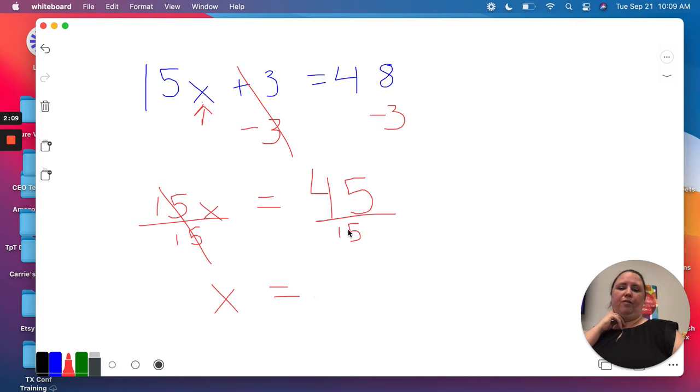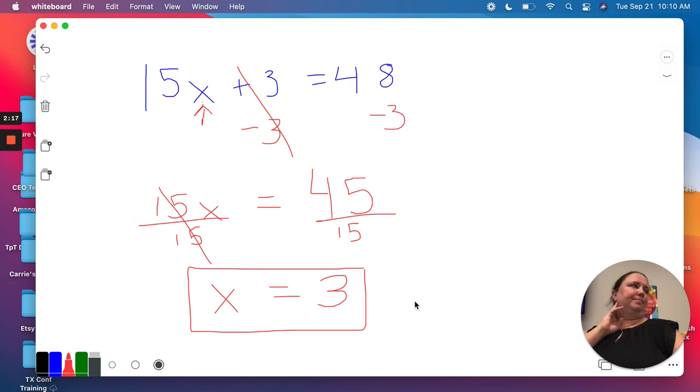What is 45 divided by 15, Elena? 3. So my final answer is x equals 3. Question? On the paper, I don't know if it's a typo, but it says 15 divided by 5. It is a typo. Put a number 1 there if it makes you feel better. All right, any questions on how we did this? Okay, let's do another one.